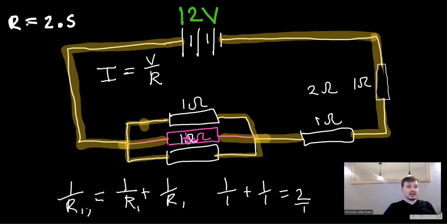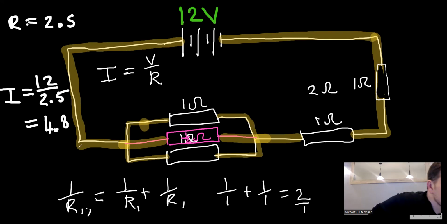And then I could get my current, right? So current, I, is equal to 12 over 2.5, which is 4.8, I think. What is it? Is it 4.8? Yeah, I'm pretty sure it's 4.8.